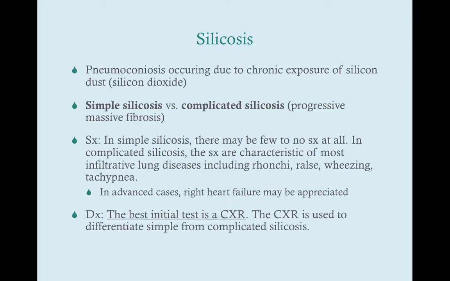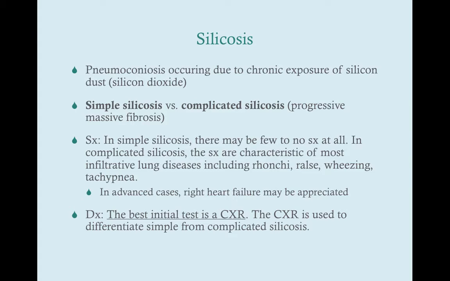So silicosis is a pneumoconiosis occurring because of chronic exposure to silicon dust, which generally is silicon dioxide. Now this is a little bit different from asbestosis in that there is a simple silicosis and a complicated silicosis. So it really depends on how much you're exposed to it and for how long and the quantities. So in simple silicosis, the patient may be asymptomatic and they may only show findings on a chest x-ray, and it's just incidental. But they may not have any symptoms at all, maybe a dry cough.